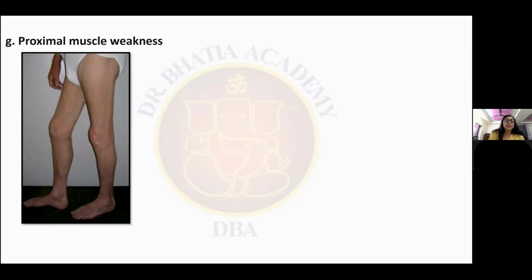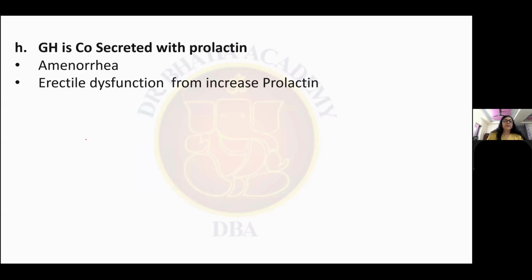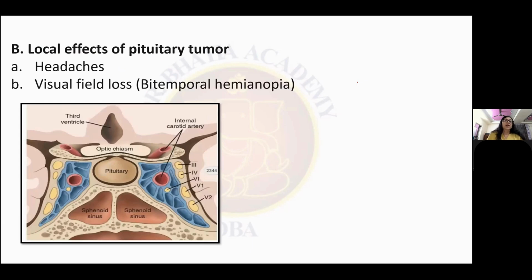You will also find proximal muscle weakness. GH is often co-secreted with prolactin. So there is amenorrhea and erectile dysfunction from the increased prolactin. Mass effect, as we were discussing, because of the pituitary enlargement within the sella, because of the stretching effect, will cause headaches. If it expands upward, it will compress the optic chiasma and there will be bitemporal hemianopia. If it expands laterally, it will also cause blockage of the internal carotid arteries, or even cavernous sinus compression.